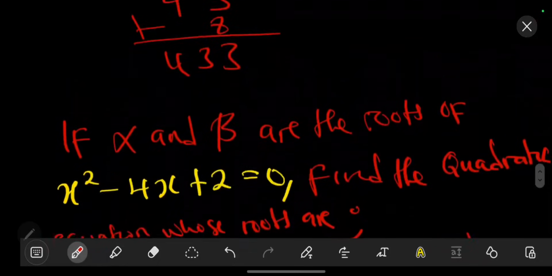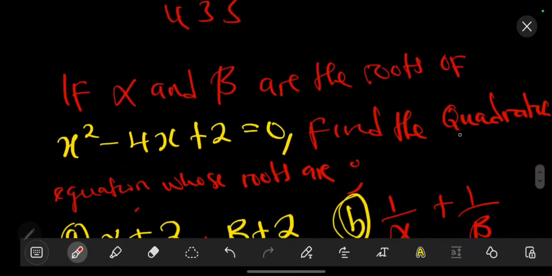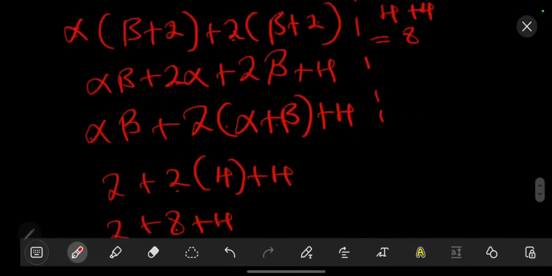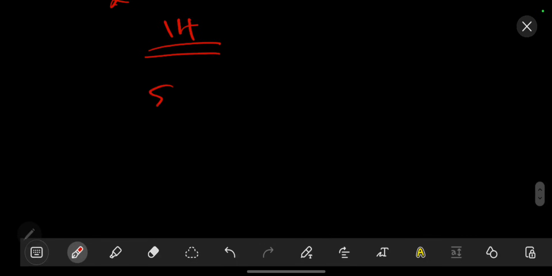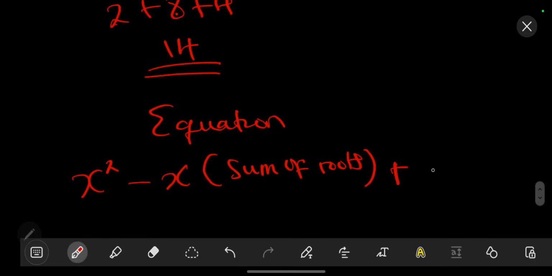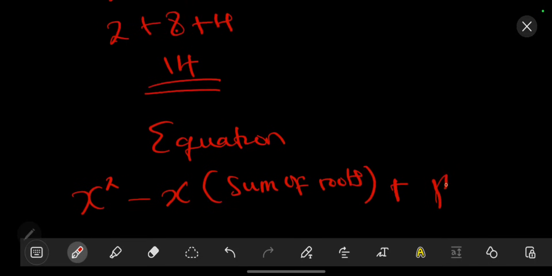So now the question was, find the quadratic equation whose roots are these. To find the equation, this is the formula we use, which we talked about at the beginning of the video. It is x squared minus, you are going to say minus x times the sum of roots, then plus the product of roots.